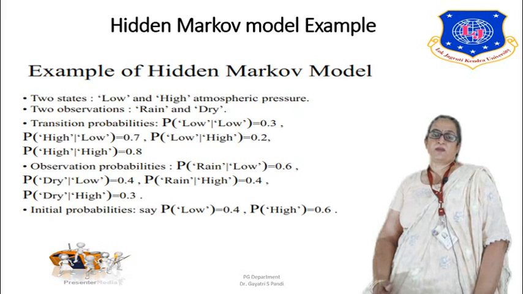And the transition probabilities are defined as probability from low to low is 0.3, and probability of high to low is 0.7, and so on. The various other probabilities are defined. And then you have the initial probability, say probability of low is equal to 0.4 as given, and probability of high is given as 0.6. So these are various probabilities that can be defined for the hidden Markov model and the state diagram.